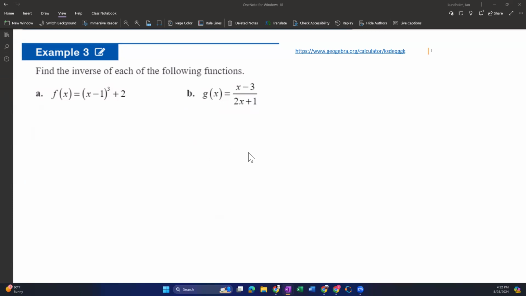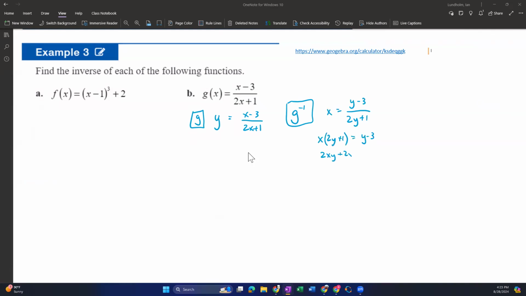Okay. So that's what G looks like. G would correspond to y equals (x minus 3) over (2x plus 1). And if we went to G inverse, we would exchange the roles of x and y: x equals (y minus 3) over (2y plus 1). And then we try to solve for y. I think I would multiply both sides by 2y plus 1. Let's go ahead and use the distributive property there.